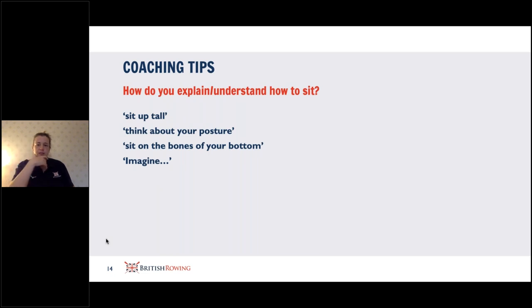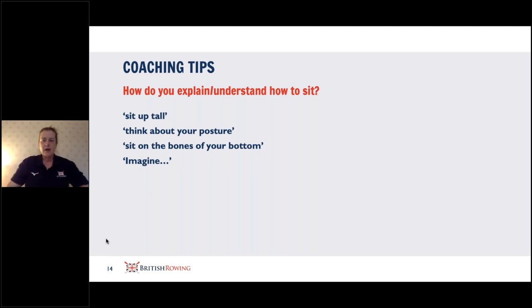Whilst I'm talking, if you can type into the question section, which James will have a look at: how do you explain to the people that you are coaching, and equally for any athletes listening in, how has a coach explained to you in a way that makes you understand how to sit well in a boat? So it might be something like sit up tall, or think about your posture, sit on the bones of your bottom, imagine there's a rod up your back. So just type in as and when you can, and we're going to feed that back shortly.